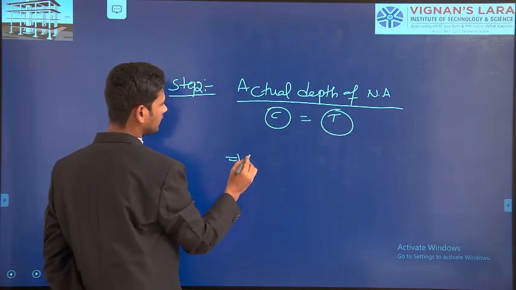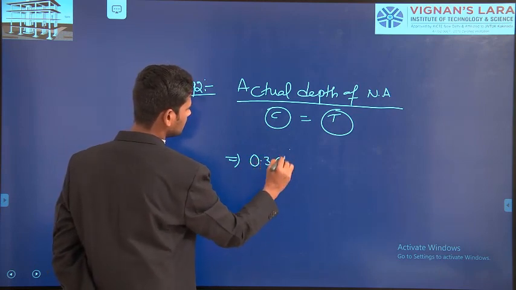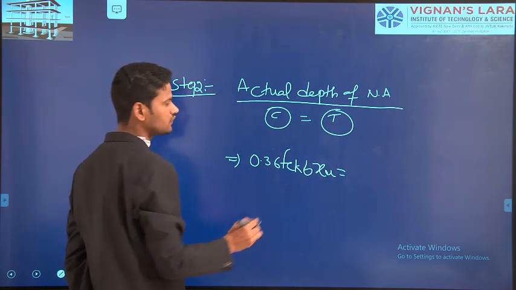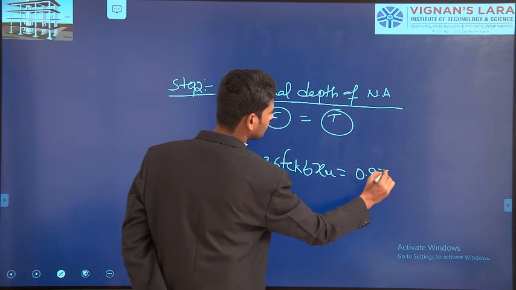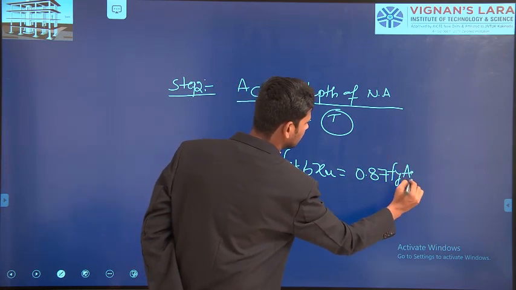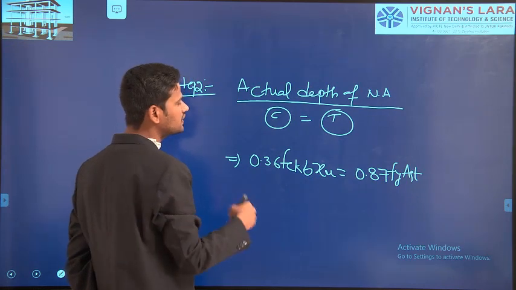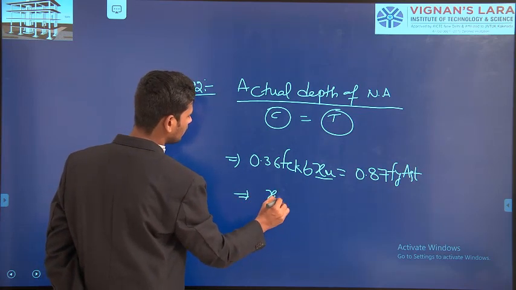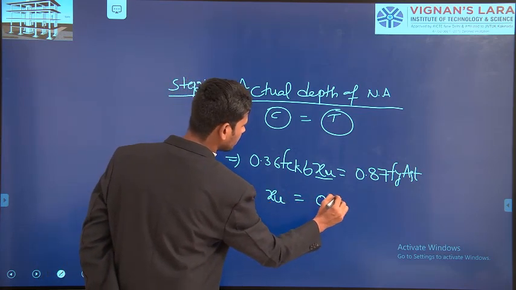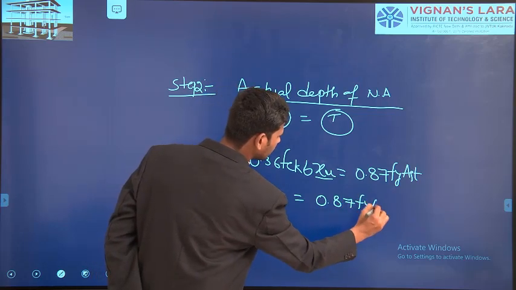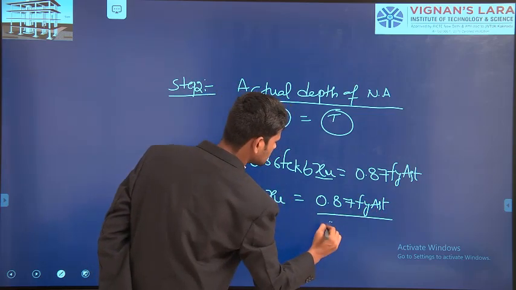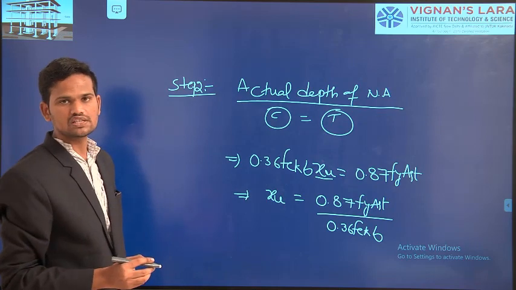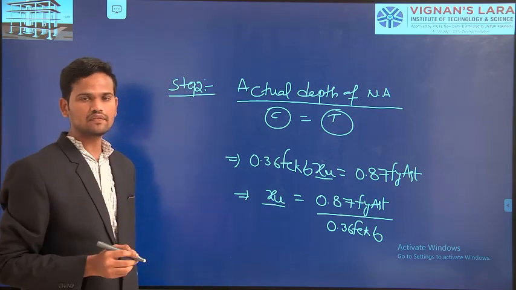Total compressive force we take as 0.36 into fck into b into Xu, whereas total tensile force we take as 0.87 into fy into Ast. From this, we have to calculate the actual depth of neutral axis. That means Xu equals 0.87 into fy into Ast divided by 0.36 into fck into b.